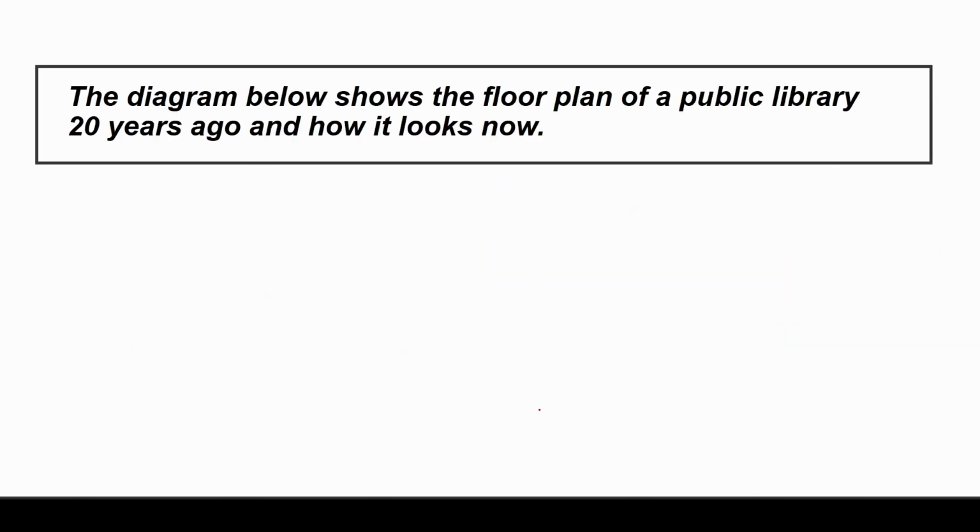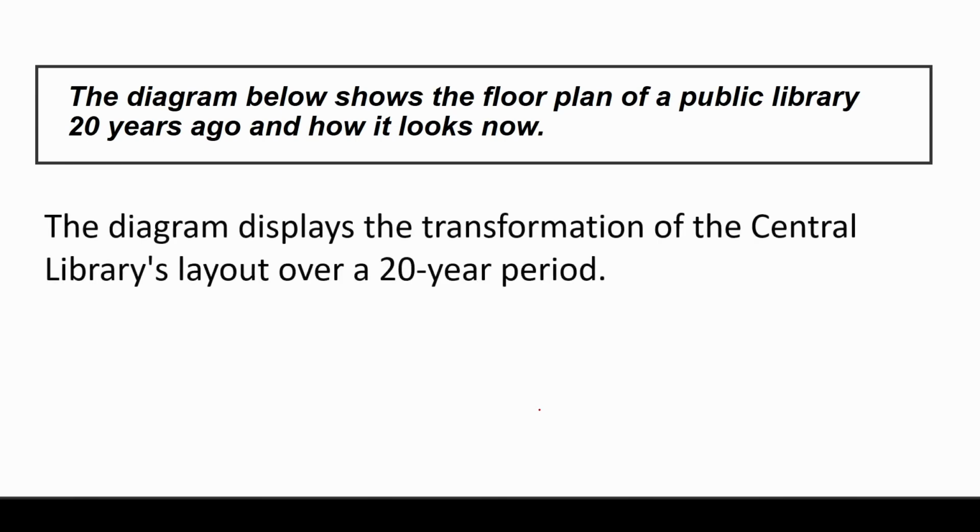So now we get to the writing stage, and as usual, the first thing to write is to paraphrase the statement. You could pause the video and do it for yourself, but I've done this for you. We could read it together. Here's my paraphrase. The diagram displays the transformation of the central library's layout over a 20-year period. So the first change I deleted below because there is nothing below my writing.